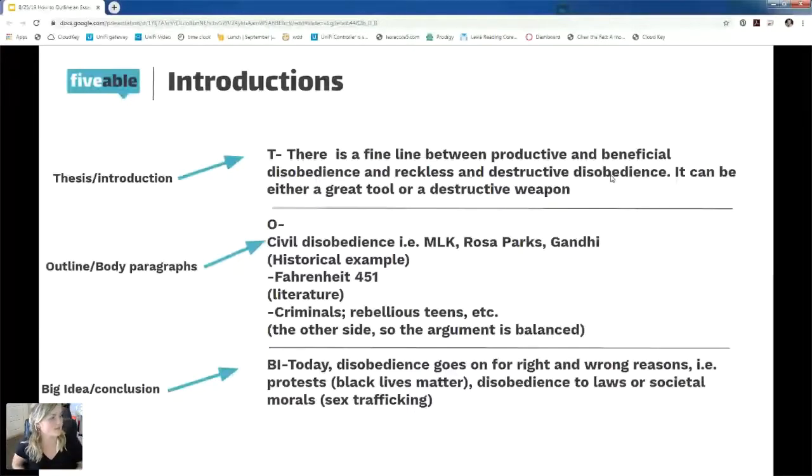For example, for this one I put that today disobedience goes on for right and wrong reasons. For example, Black Lives Matter, but also there's disobedience to laws or societal standards and morals, like sex trafficking, and that's the more negative side of it. But just tying it in to today and making the conclusion the big idea, what I'm trying to say is that in the big idea, you're just saying why does this matter today? Why are we still talking about it? So you're just putting out how it applies to modern day.